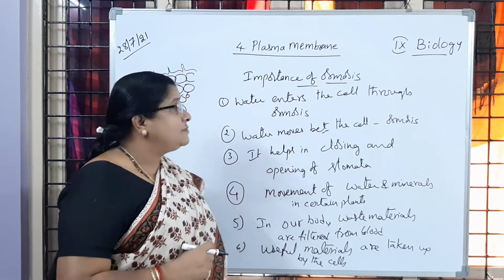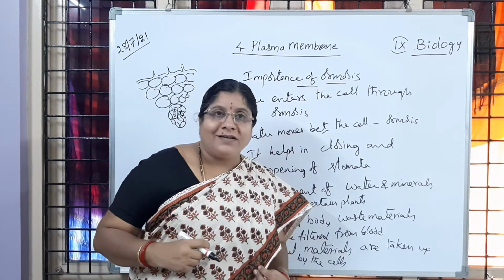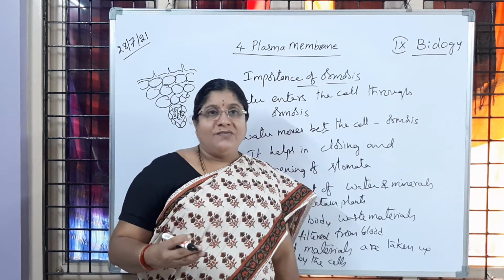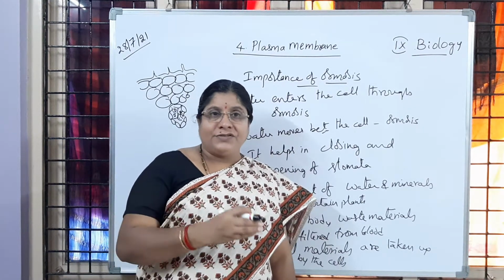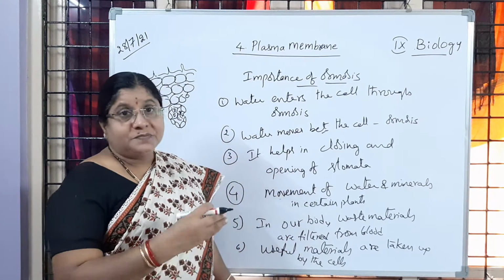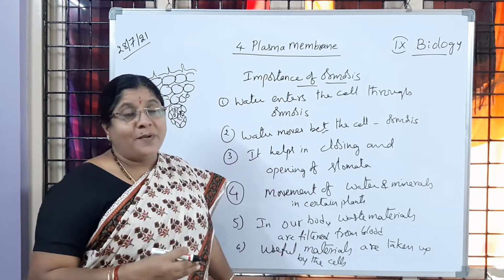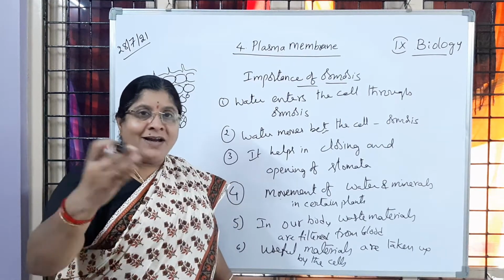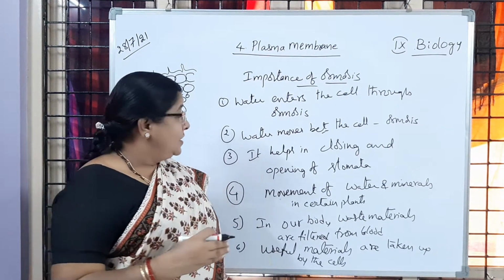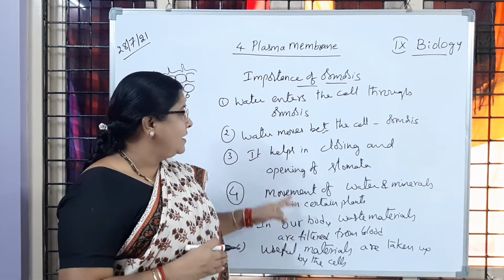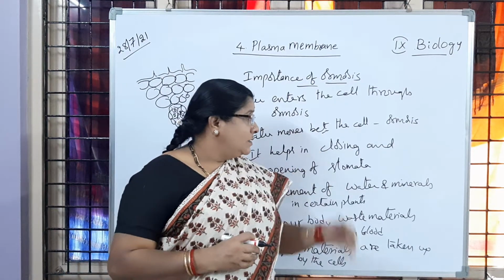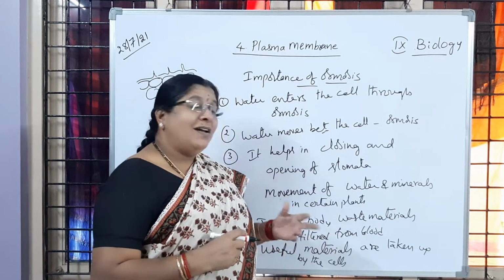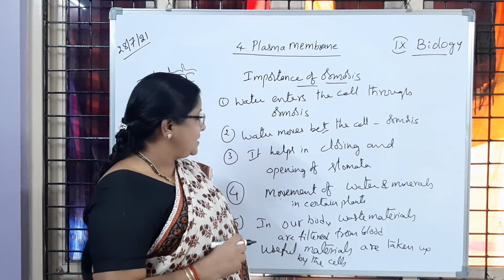Then it also helps in the closing and opening of stomata. The stomata are very important for gaseous exchange, for photosynthesis. Carbon dioxide has to enter the leaves through stomata only, and the oxygen produced in photosynthesis will leave, where all other living organisms are surviving. So the closing and opening of stomata in plants is also because of osmosis. Then the movement of water and minerals in plants is also happening because of osmosis.